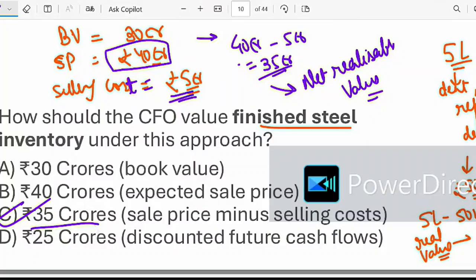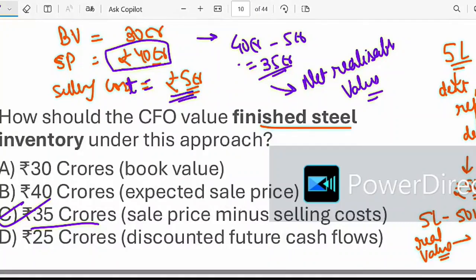Please tell me, is the concept clear for these two questions? Very good, the correct answer is option C. So we have learned how to value the land and how to value the inventory, like this steel inventory. Please tell me, is the concept clear?